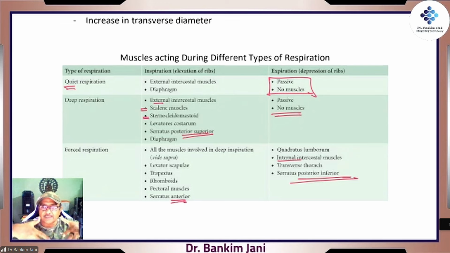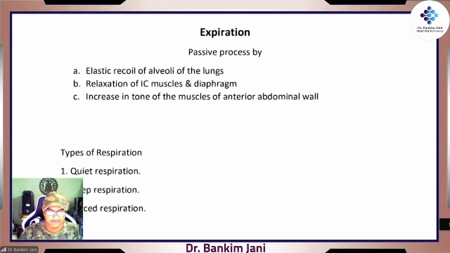Simple. When the chest is to be lifted, these are the muscles which are superiorly situated. Serratus anterior is upper, serratus posterior is back. Two components: serratus posterior superior lifts from the posterior, from above. Serratus posterior inferior pulls it from the back, down. So that is for the post expiration, because when you want to take the chest down forcibly. So these are the different types of muscles.